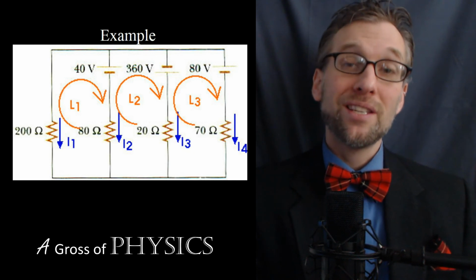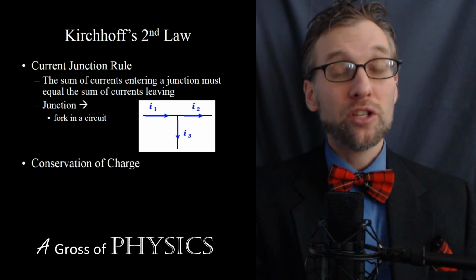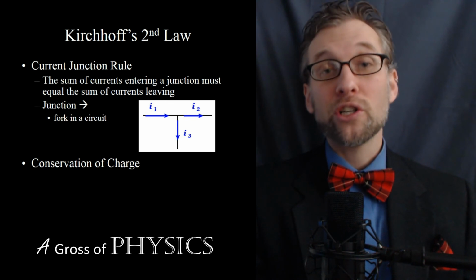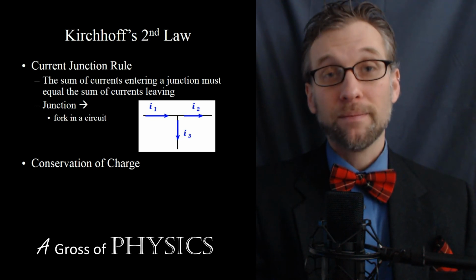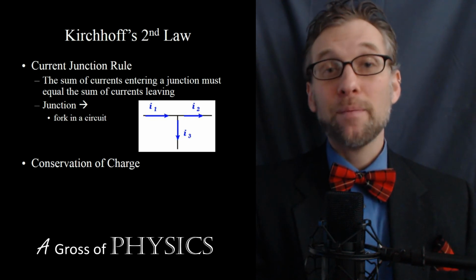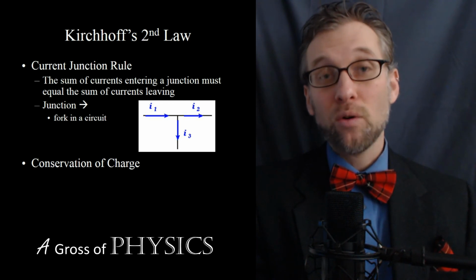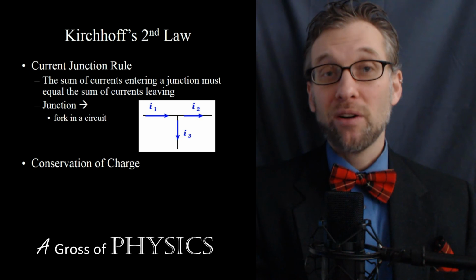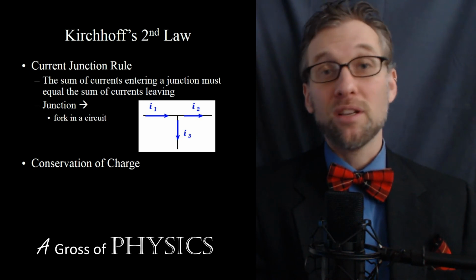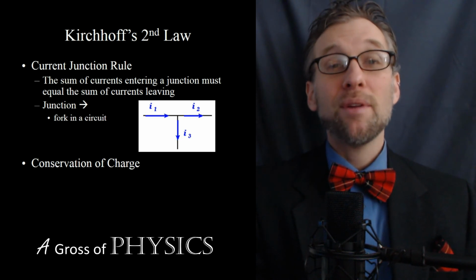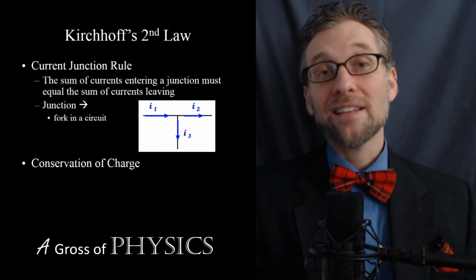Kirchhoff also has a second law, which we call the junction rule. Anytime there's a junction in a circuit, the total charge entering the junction has to equal the total charge leaving the junction. So if 5 amps of current flow into a junction and 2 amps flow down to the first resistor in parallel, the rest has to go to the other parts of the circuit. It could be a single resistor or more. So if we had 5 going in and 2 going out, the other side has to have 3 amps going out.